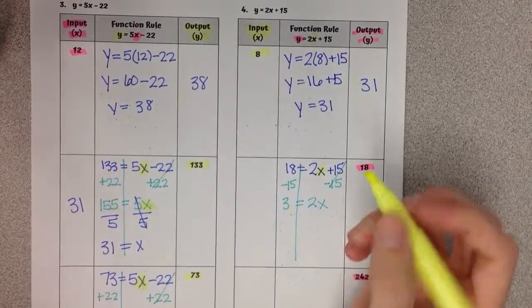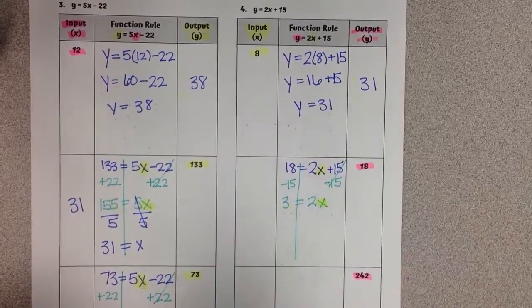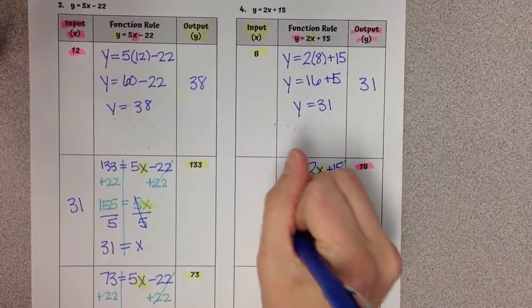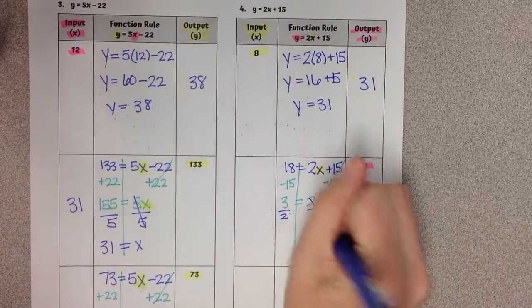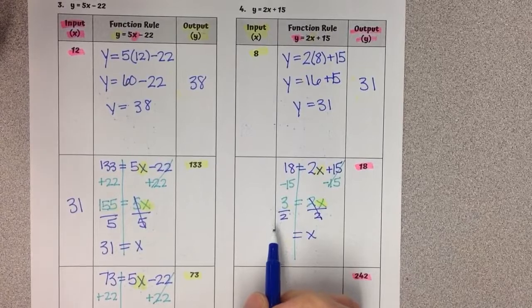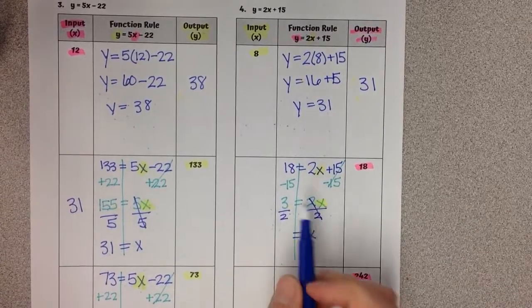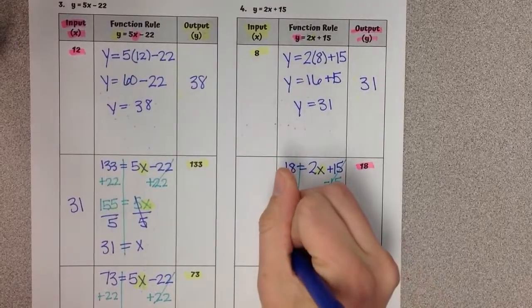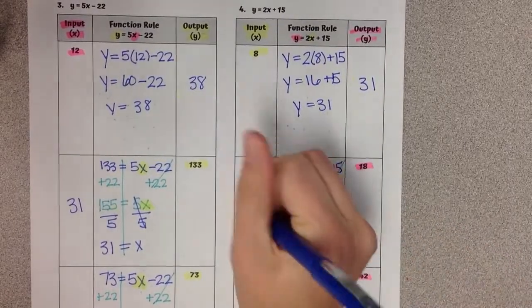So I'm going to highlight the side with the variable. X is being multiplied by 2, so the opposite is to divide by 2. Should cancel out on the side with the variable. Here we get 3 over 2, which is not a whole number, but you've got a calculator that can do it for you. 3 divided by 2 is 1.5.